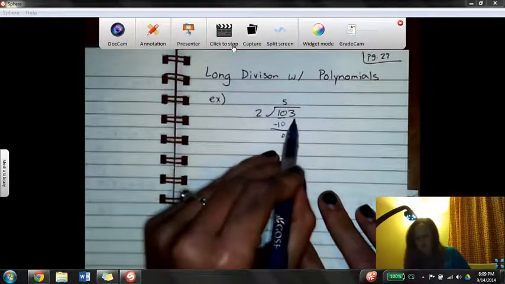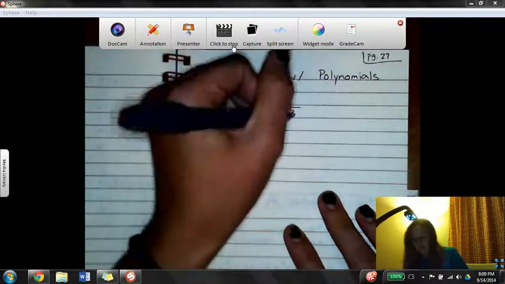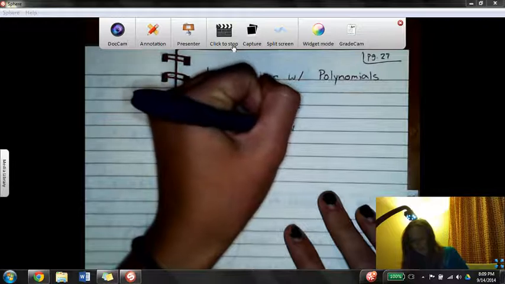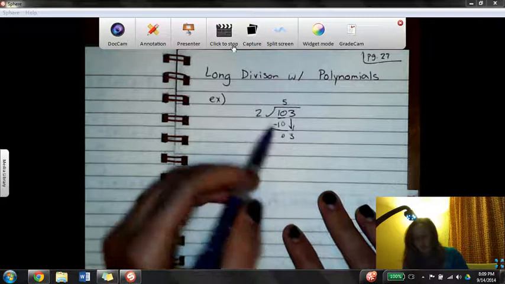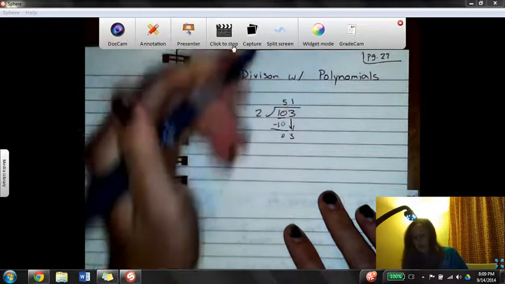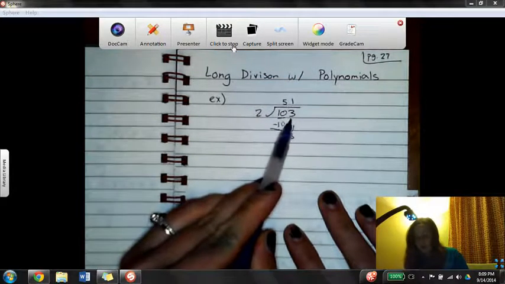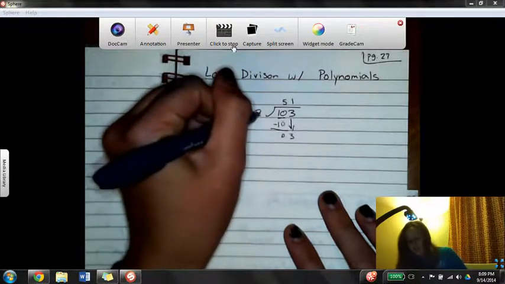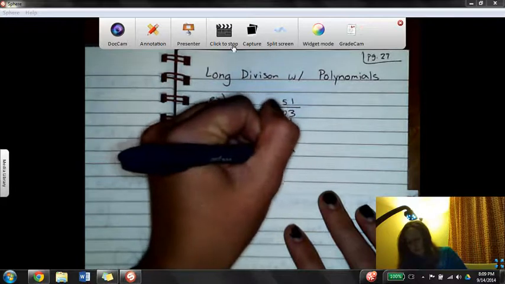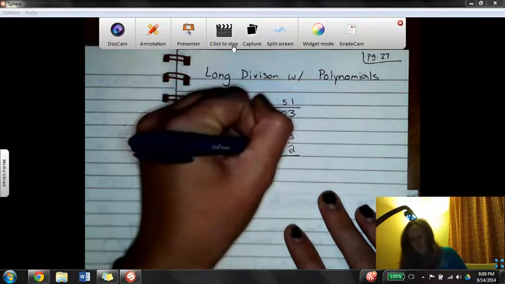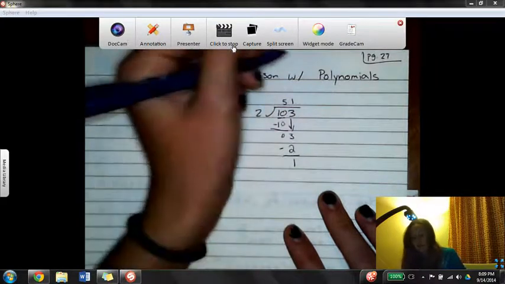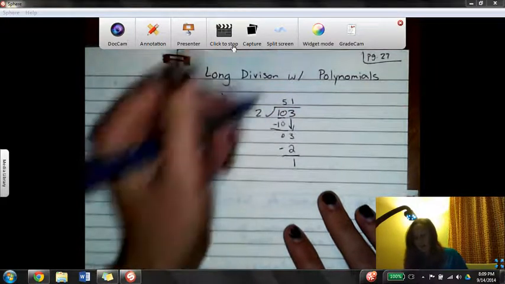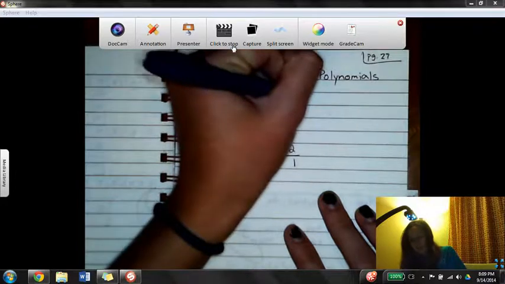Now we're going to look at the ones place. Bring the 3 down so we can look at it. 2 will go into 3 1 time. We're going to make sure we write this 1 above the ones place because that's where we're working right now. 2 times 1 is 2. So we will be left with a remainder of 1 this time, giving you a final answer of 51 with a remainder of 1.